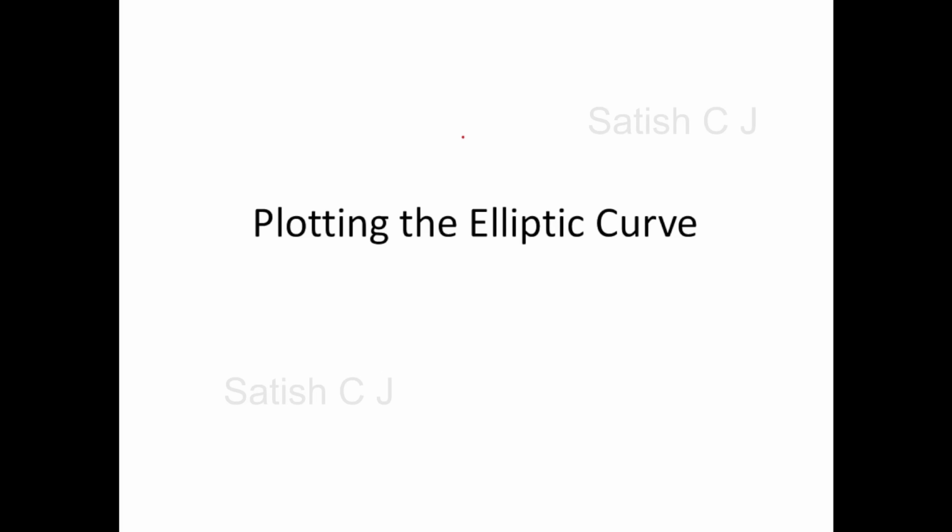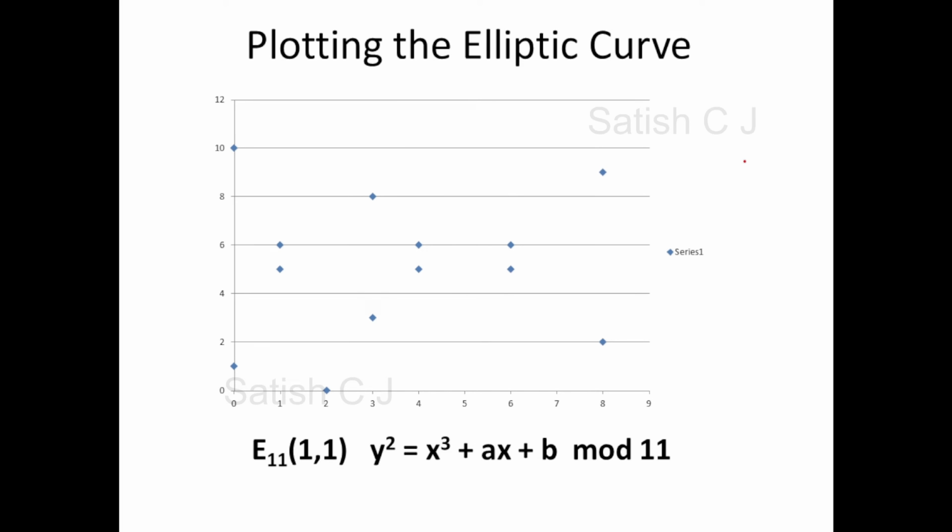Okay, now let's go and plot the elliptic curve. So I have plotted this elliptic curve using an Excel sheet. It's just a simple scatter plot, and here it represents an elliptic curve constructed over the finite field, the set of all integers mod 11, where the value of a is 1 and b is 1, and we have given the equation here.